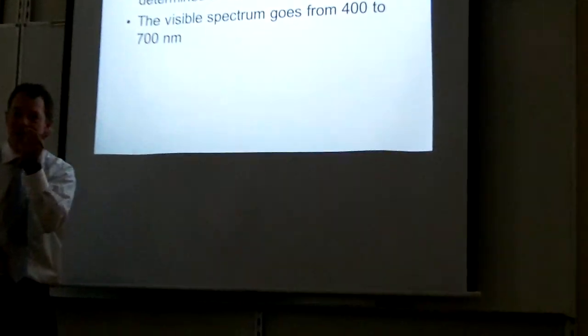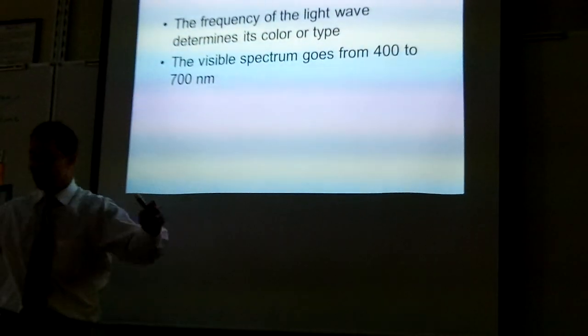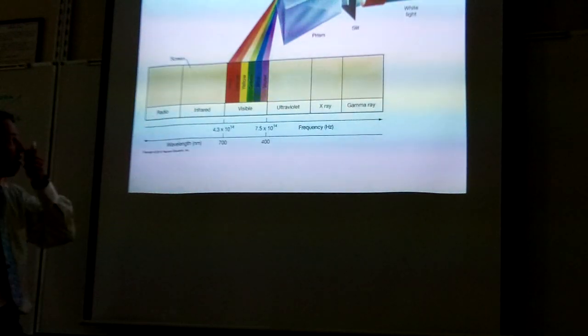And a nanometer is small. A nanometer is a billionth of a meter. So these waves are really small. They're not like big ocean waves. They're really tiny waves that our eyes detect.